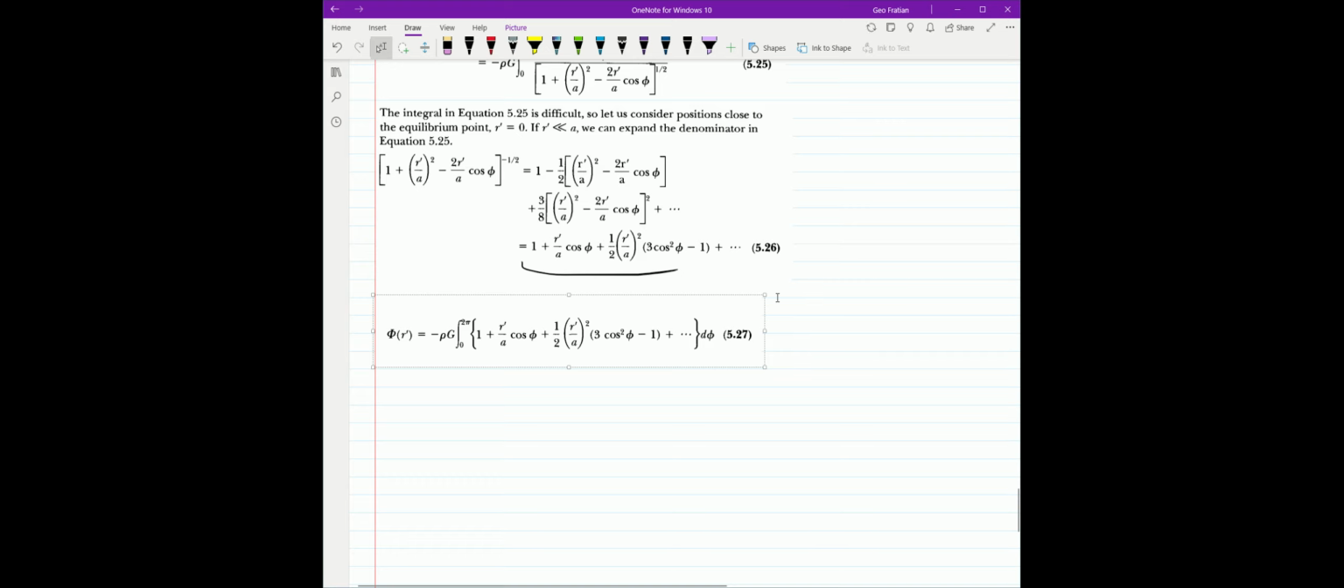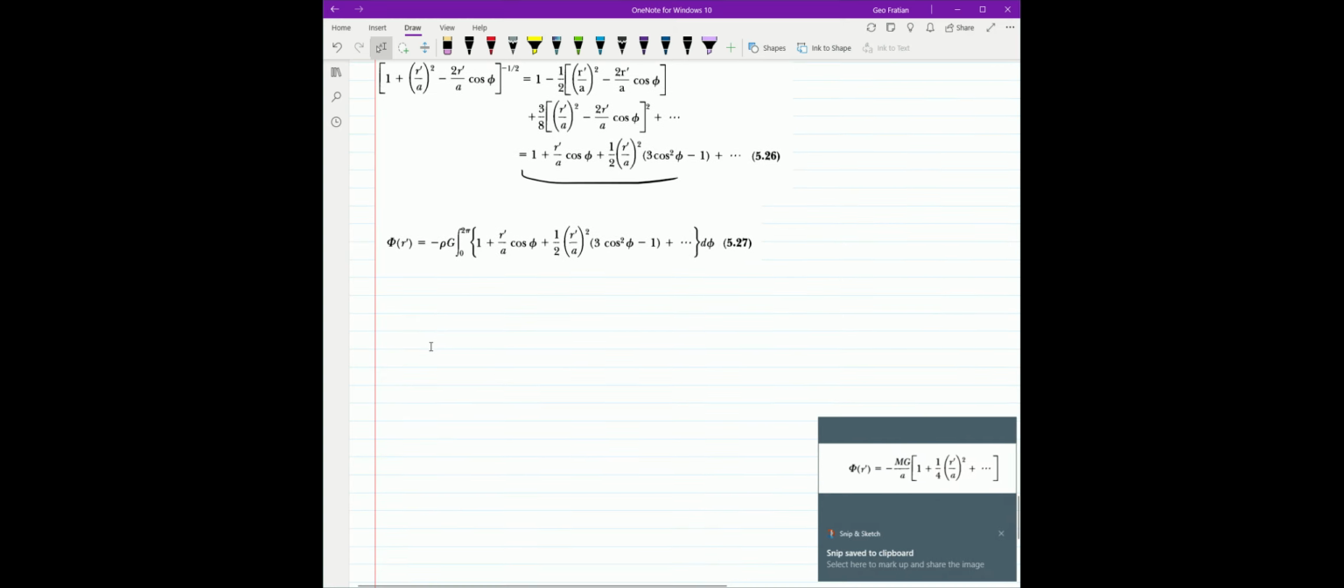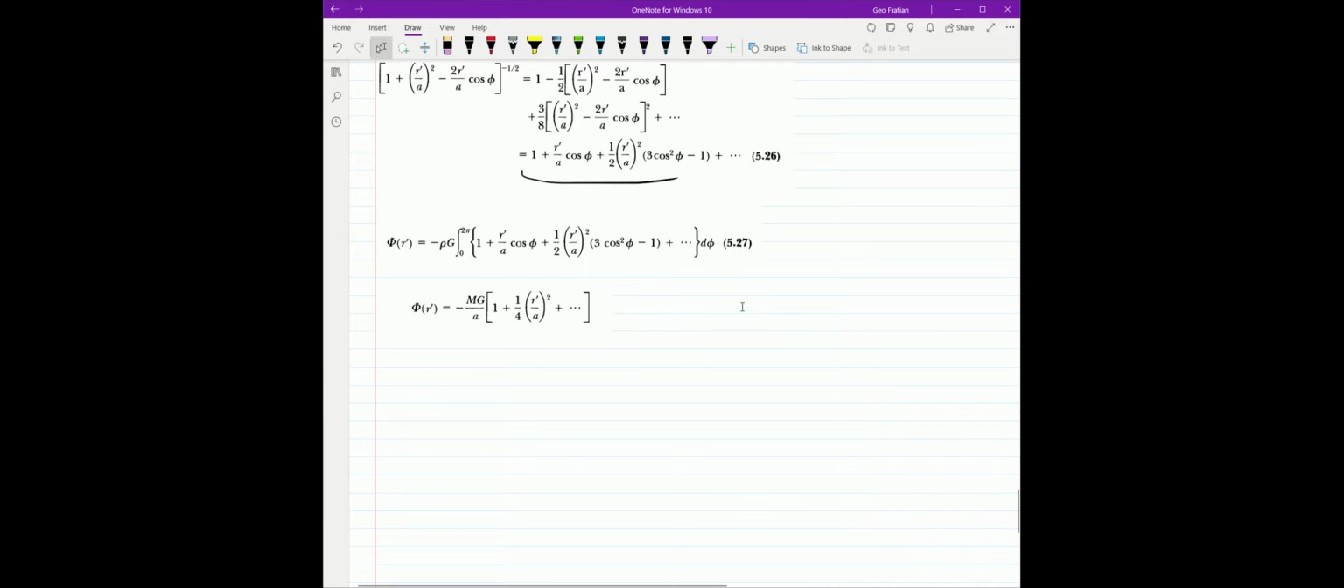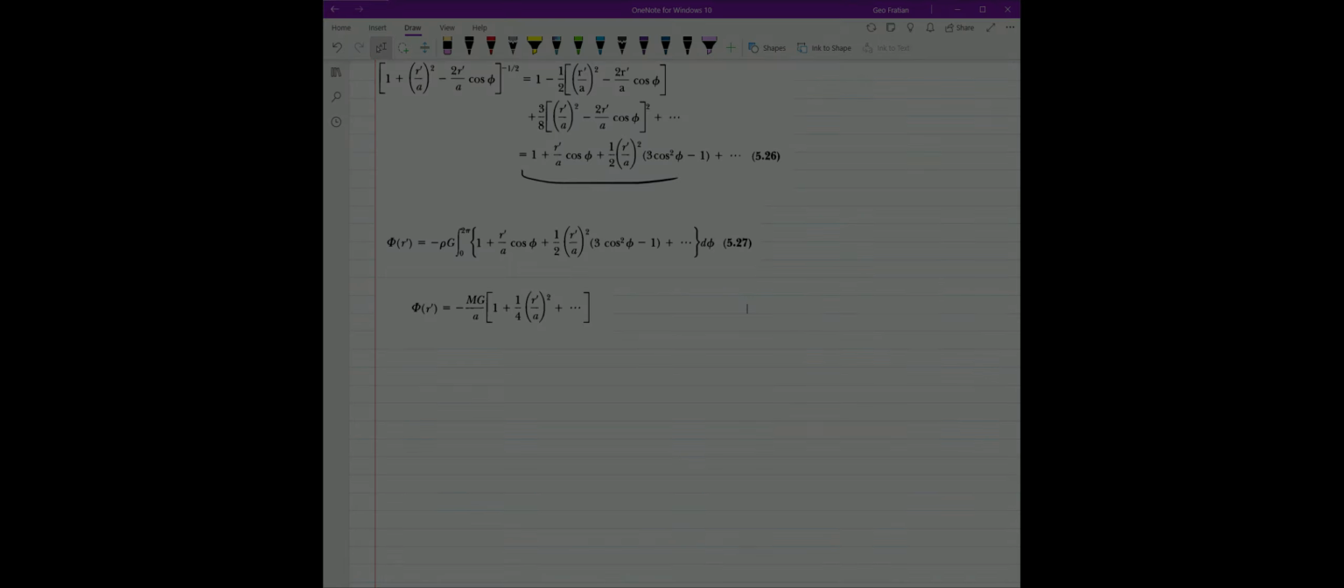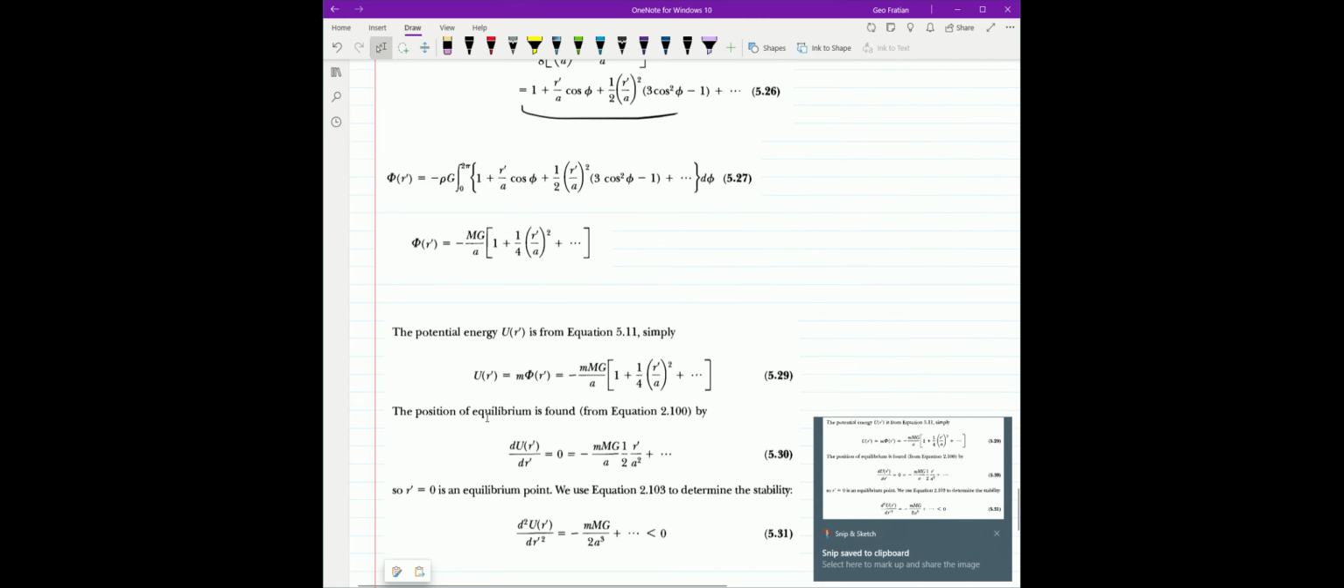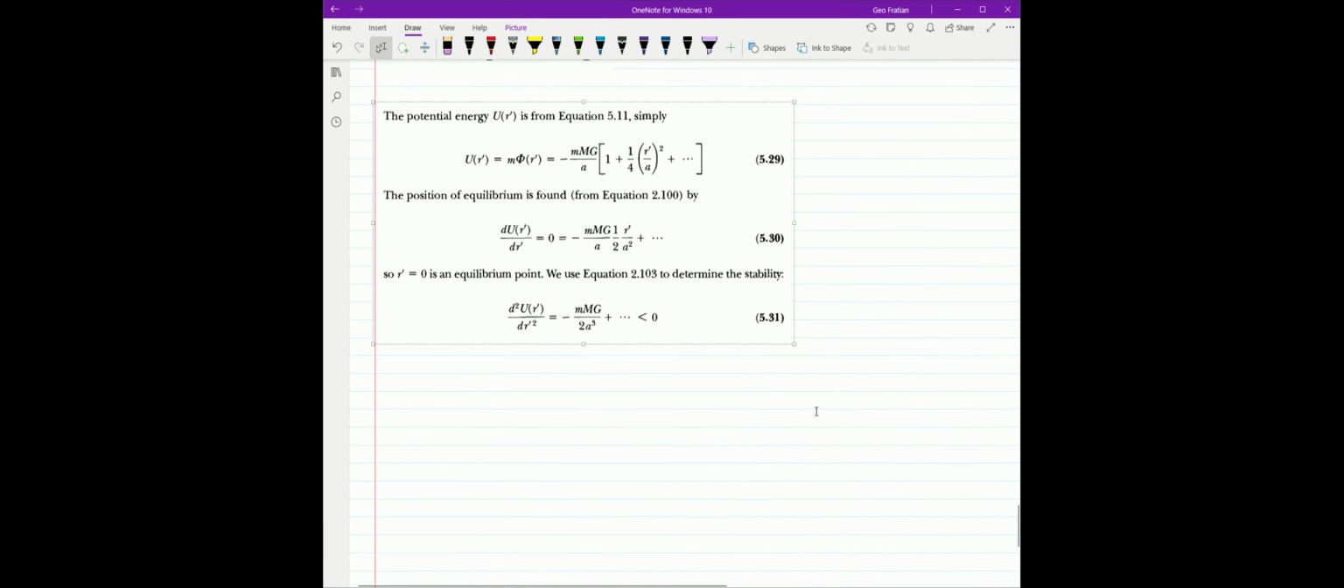We plug that in. This is easy to integrate, because it's basically the integral of cosine. And we get that to first non-zero order, 1 plus 1/4 (r prime over a) squared. And then we can immediately get the potential energy. Let me just screenshot the rest. And we find that the potential energy, basically just multiplying the little mass by the potential, is that.